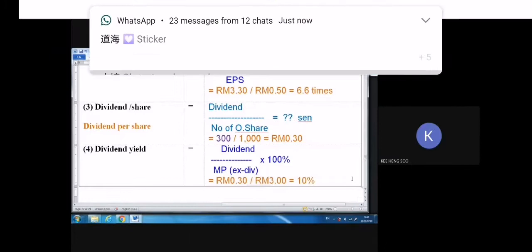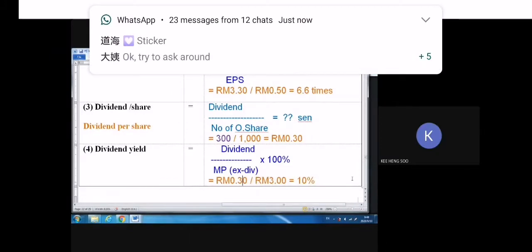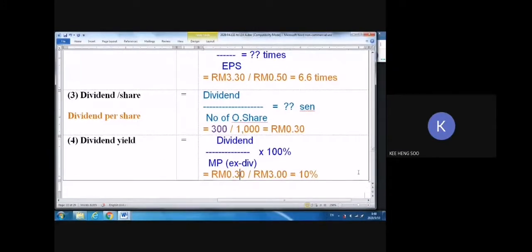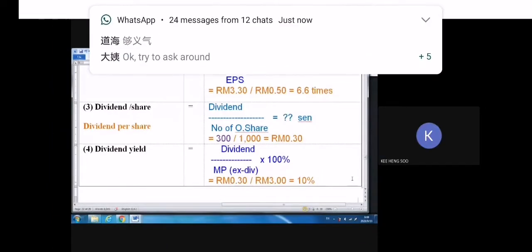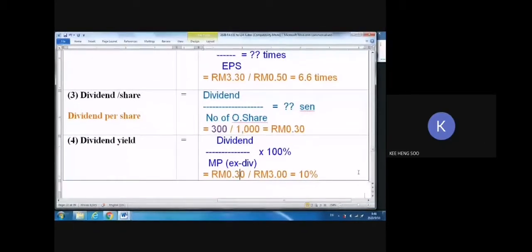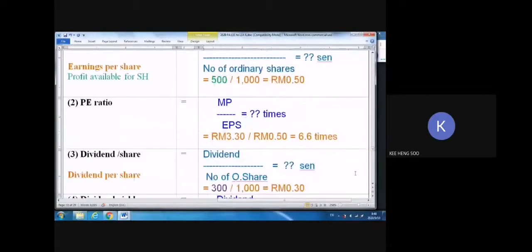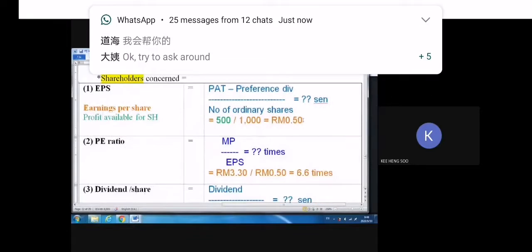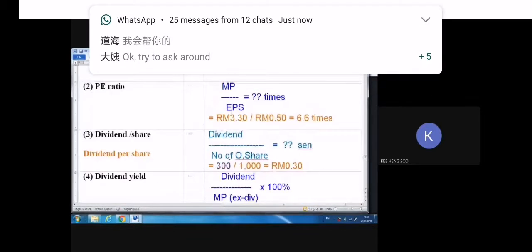You see, this formula I gave you last week is a mistake and nobody informed me. That means you just copy only. Until Good Friday week, they found out how come the calculation is wrong. Dividend is 30 cents. Just now I said earning per share is 50 cents. You can earn 50 cents, but you pay dividend only 30 cents.